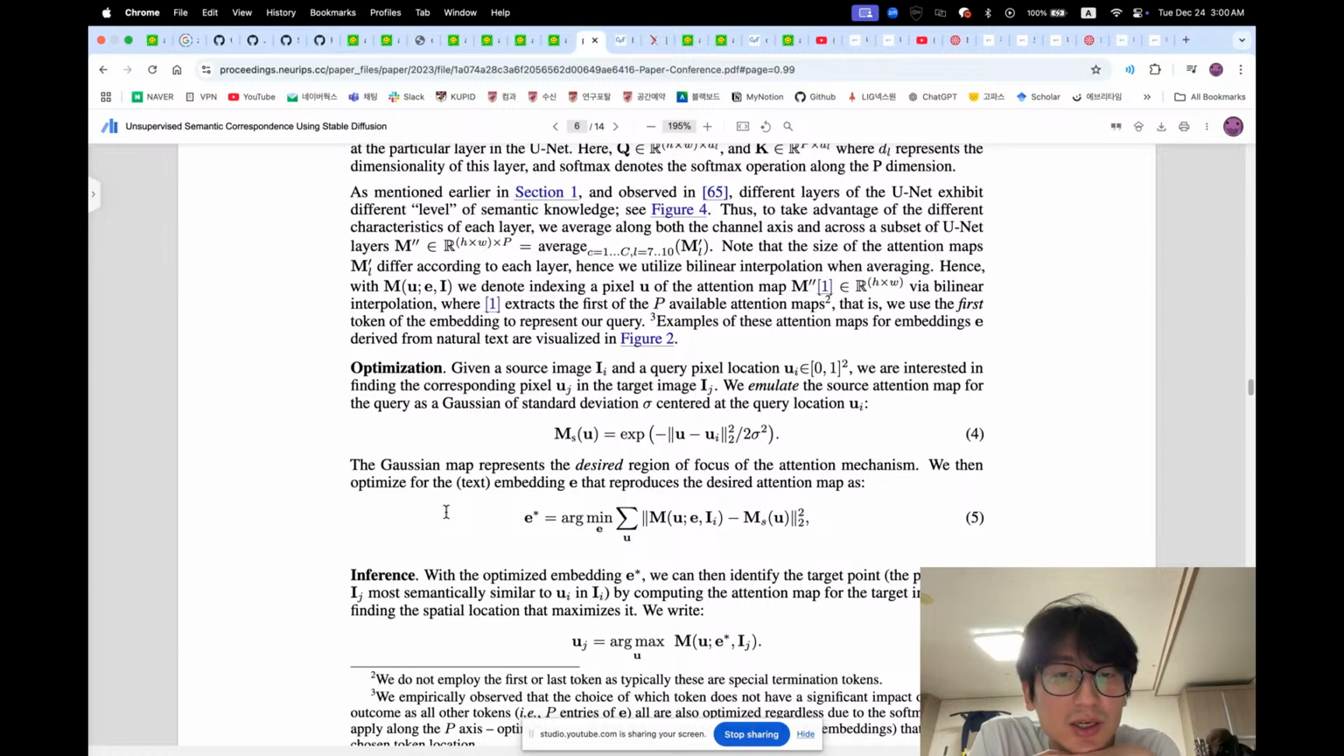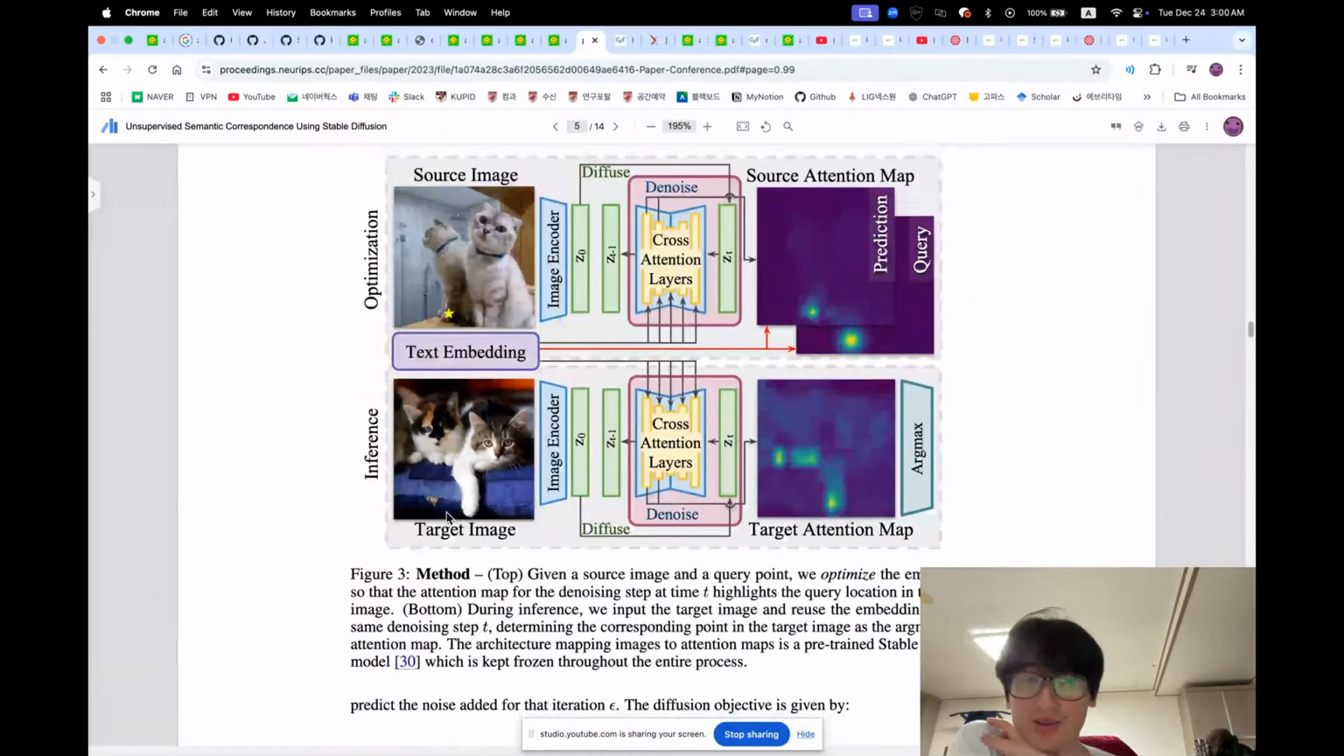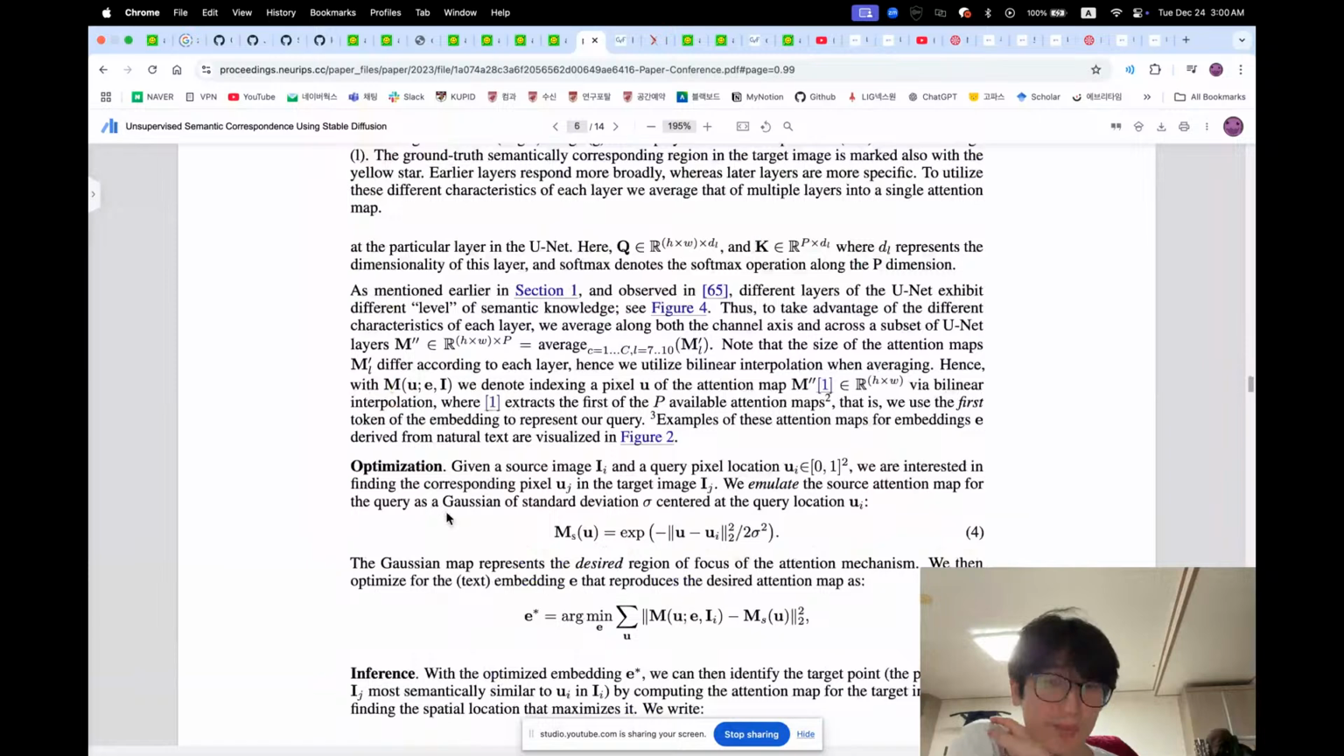Given the source image I and a pixel location. So do you train the model? It seems like they are training the text embedding.